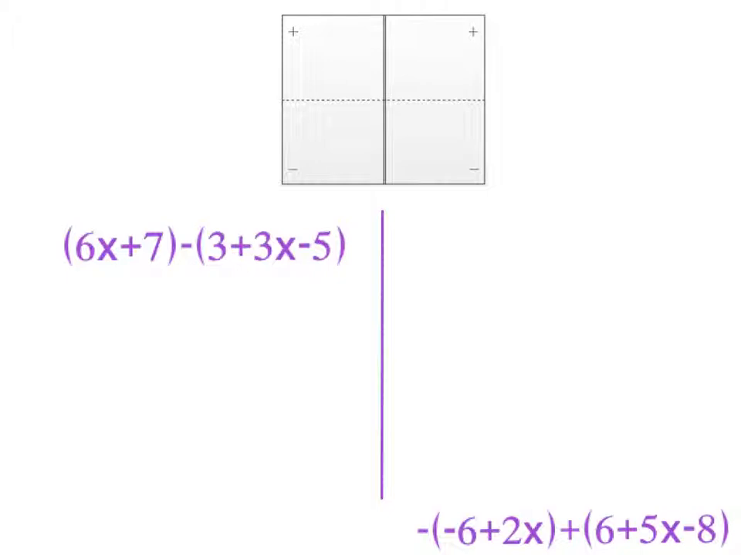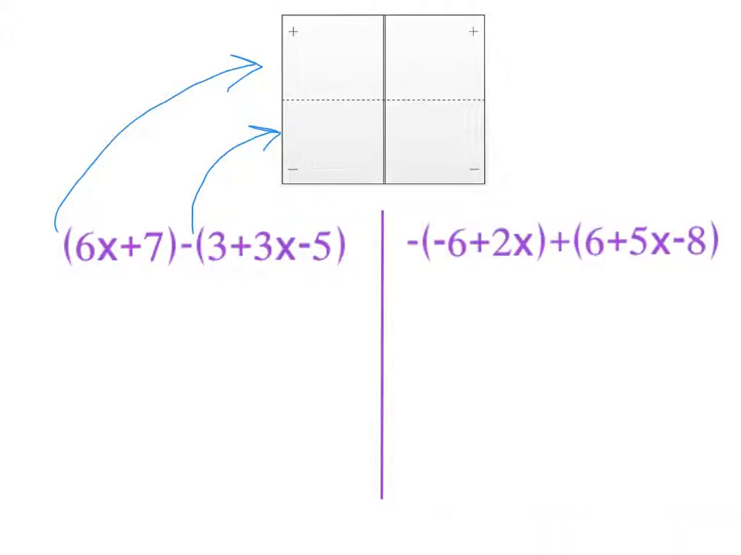So the expression on the left-hand side will have a group that has 6x plus 7, and it's indicated that it will be in the positive region, so I'll put the pieces up here. And then the second group that contains 3 plus 3x minus 5 is indicated that it's in the opposite group, so I'll put those pieces down here.